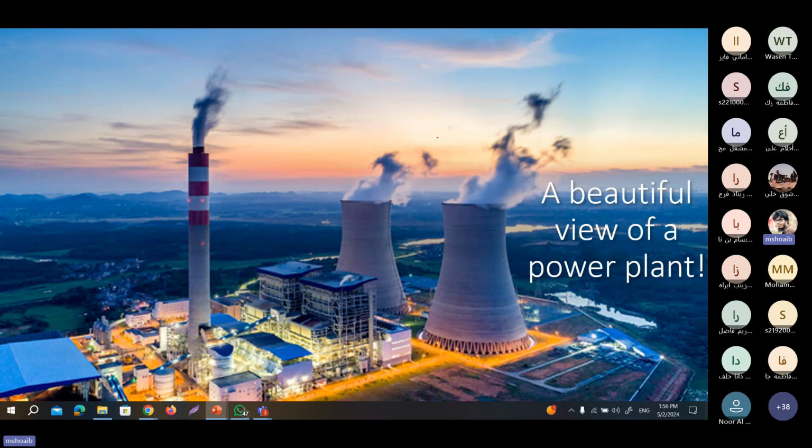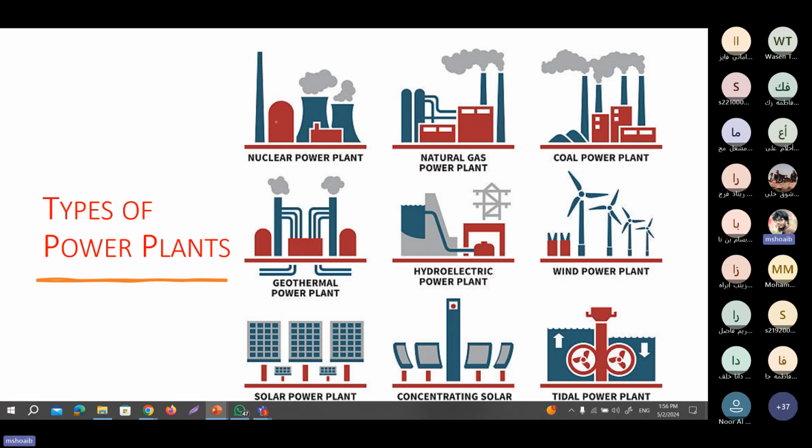Maybe this was taken by a drone or something, but it's looking good. So these are different types of power plants. We'll talk about them in a bit more detail in the coming slides, but these are the names. You can see nuclear power plants. Of course, you understand it uses the property of nuclear something. Okay, natural gas power plant, coal power plant, geothermal, hydroelectric, wind power plant, and solar power plant. Concentrating solar is also a kind of solar power plant. Tidal power plant.